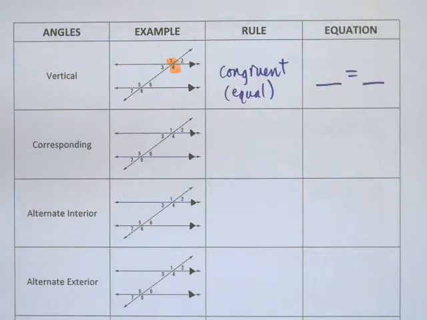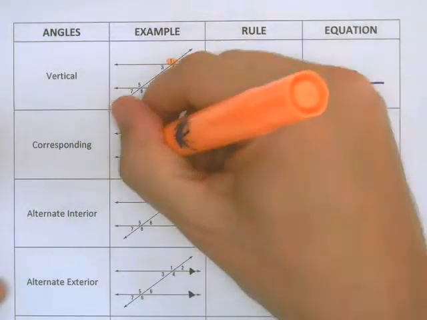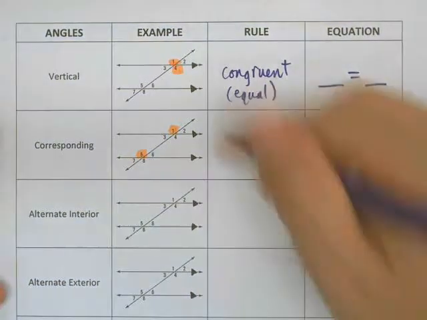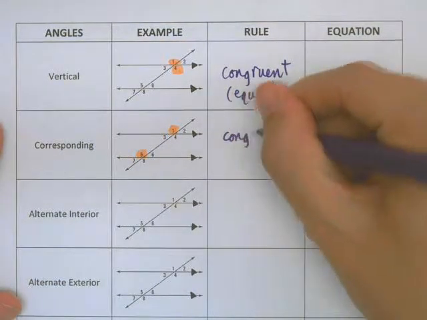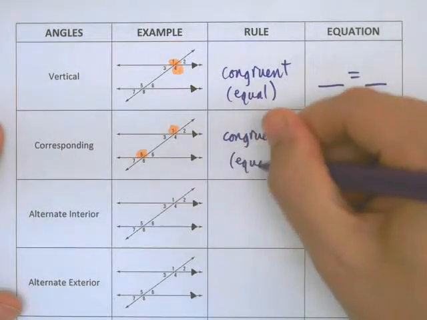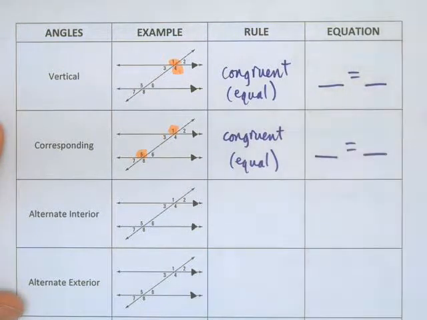Next up is corresponding angles. An example of corresponding angles would be angle 1 and angle 5. Corresponding angles are in matching positions, and they are also congruent or equal. Again, the equation would look like blank equals blank.